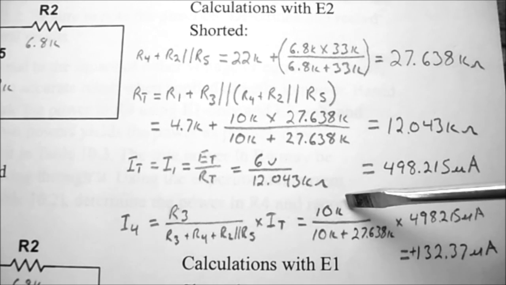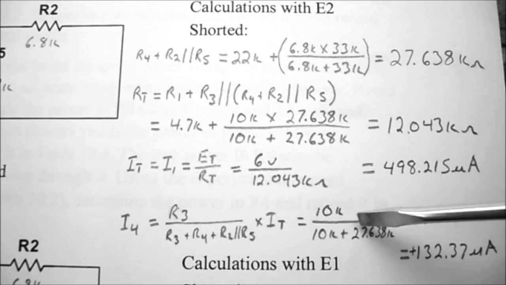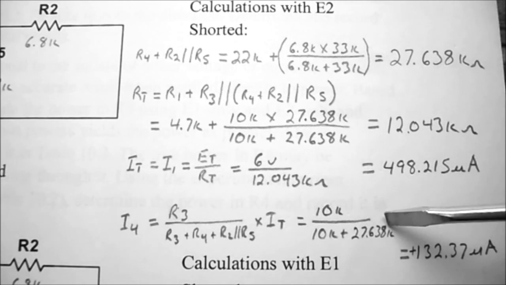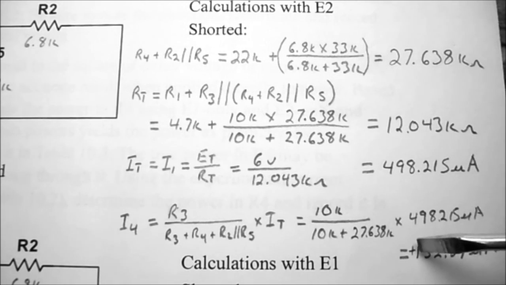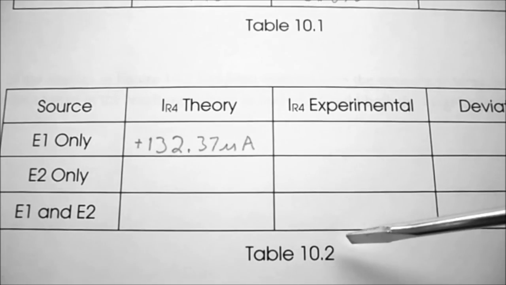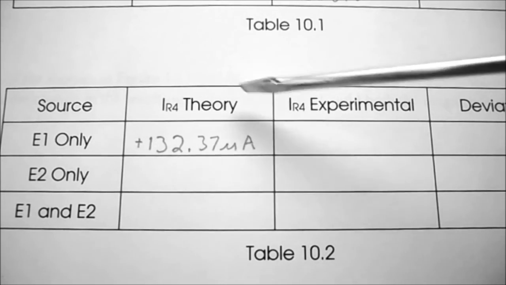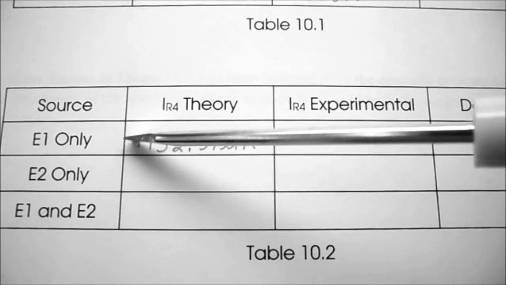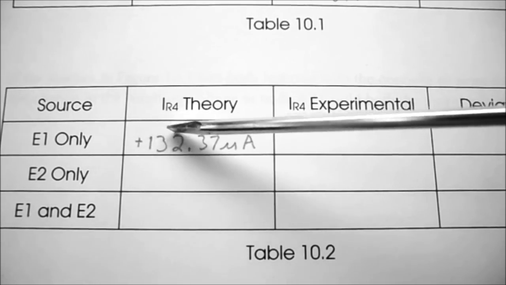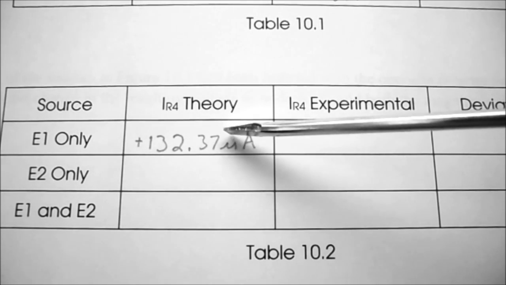So that's equal to 10K divided by 10K plus 27.638K ohms times the 498.215 microamps. And that works out to be equal to plus 132.37 microamps. So in table 10.2, under I, R4 theory, for E1 only, I've recorded plus 132.37 microamps.